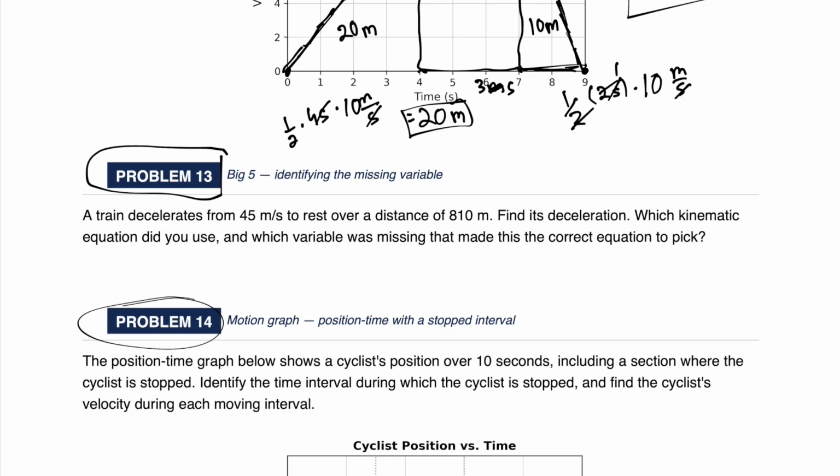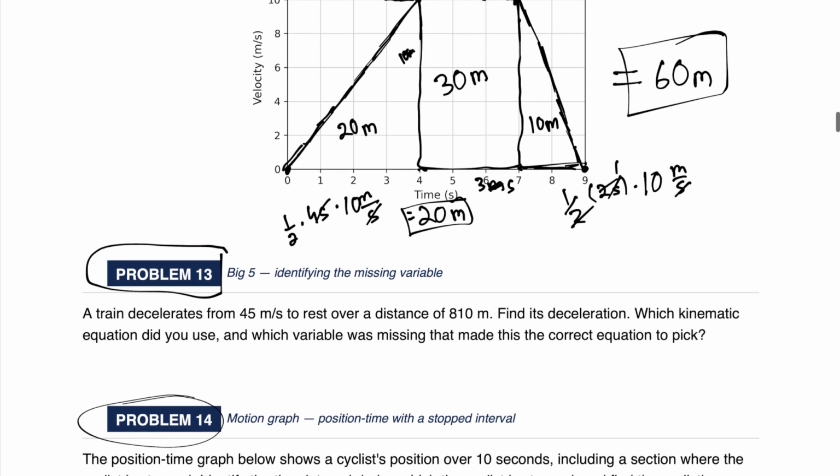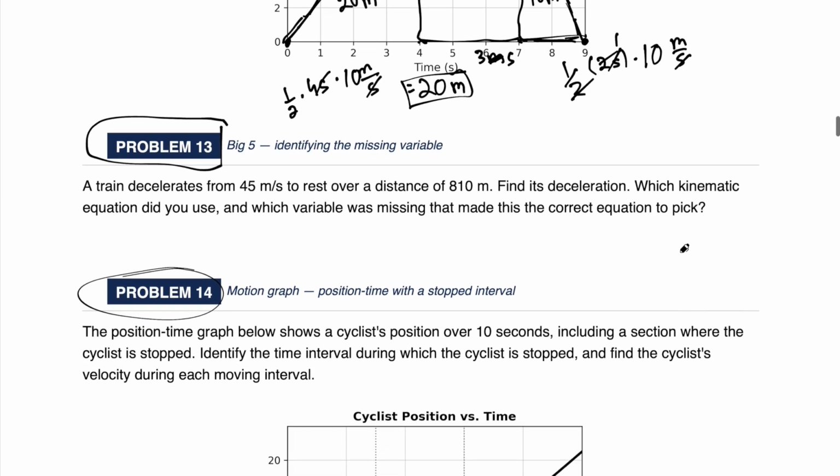Okay. So we know that acceleration, we don't know acceleration right now. We're trying to find it, right? So that's the one that we need to find. The missing variable is, I believe, time, because we don't have any time here. 45 meters per second is my velocity initial. Rest is my velocity final, which seems to be 0, because rest means 0, right? Distance of 810 meters. Delta x is 810 meters.